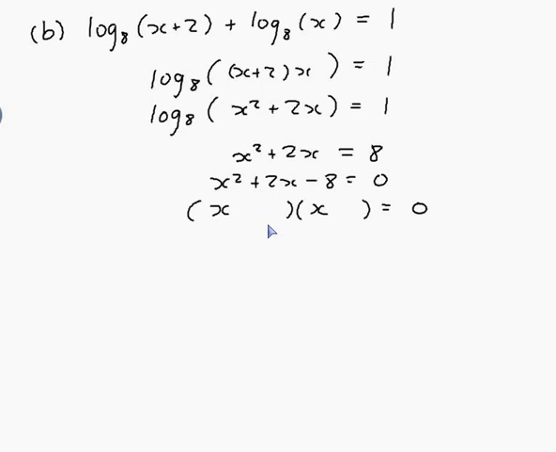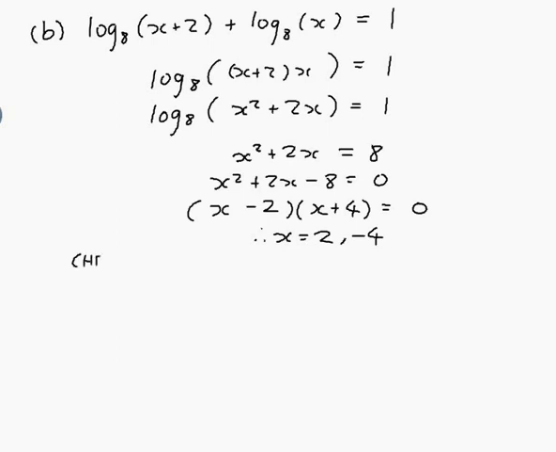And the numbers that go in these positions will have to multiply to give negative 8 and add to give 2. So 2 and minus 4 multiply to give negative 8, but they add to give negative 2. So if I use negative 2 and plus 4, negative 2 times plus 4 is negative 8, negative 2 plus 4 is plus 2, which is this number here, so that factorized correctly. So therefore x is equal to 2 or negative 4. So let's just check our answers.